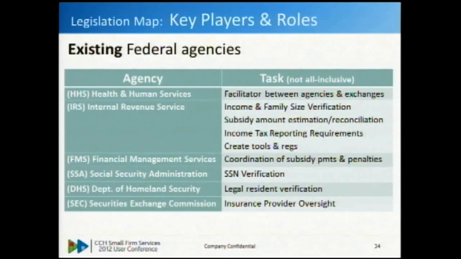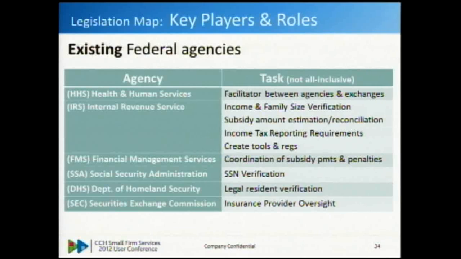FMS. Anybody familiar with the FMS? How many times have you had a refund come back with the reason that it was lower than anticipated because of FMS? This will be another reason. Shannon, I think, was talking about in one of her sessions yesterday, reasons for a refund to be reduced. FMS will be the administration of the subsidy payments and penalties as well, so that could be a new reason you start to see coming back.